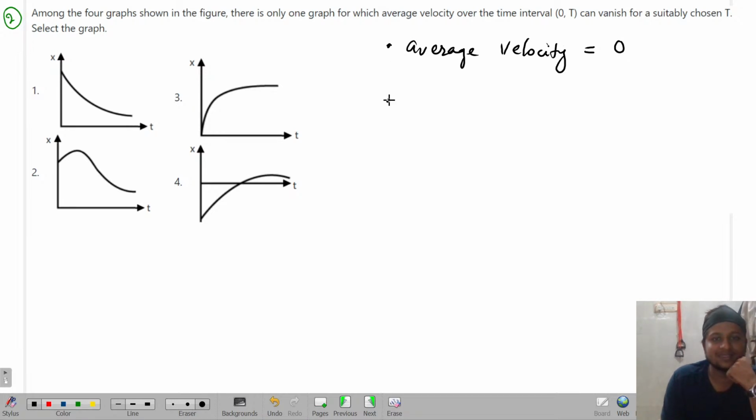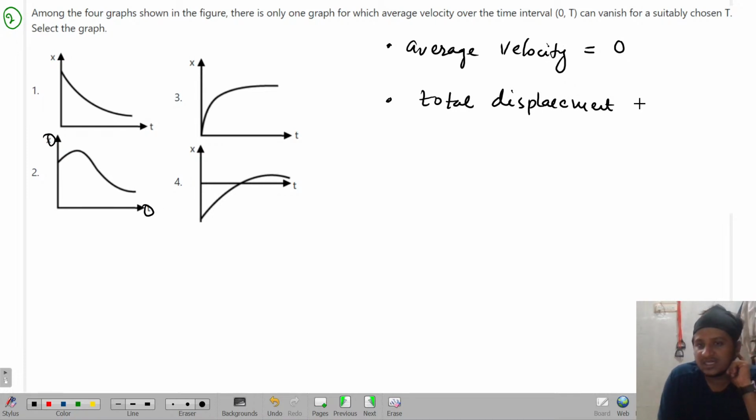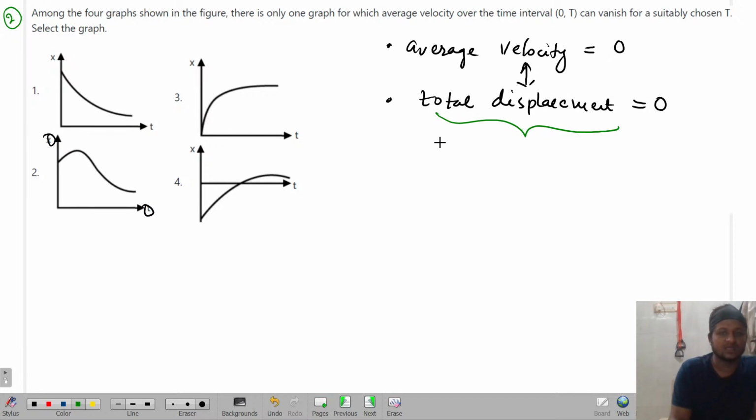Second case is what? Either the total displacement is going to be 0. Mainly you should apply the concept of total displacement, because here it is a position-time graph. So if the total displacement is going to be 0, then what is going to happen? Average velocity is going to be 0. So it is interconnected. Okay. Now you have to think, when this total displacement is going to be 0, how is it possible?